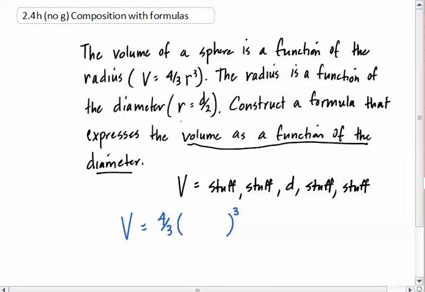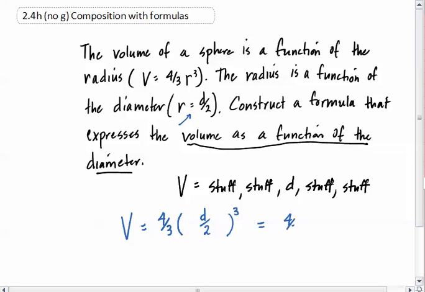So now we see that the radius is actually the diameter divided by 2. Well, we all know that the radius is just half the diameter. So we're going to take what r is and put it into the formula. R is d divided by 2. So now let's just clean this thing up a little bit. And here's what we have.